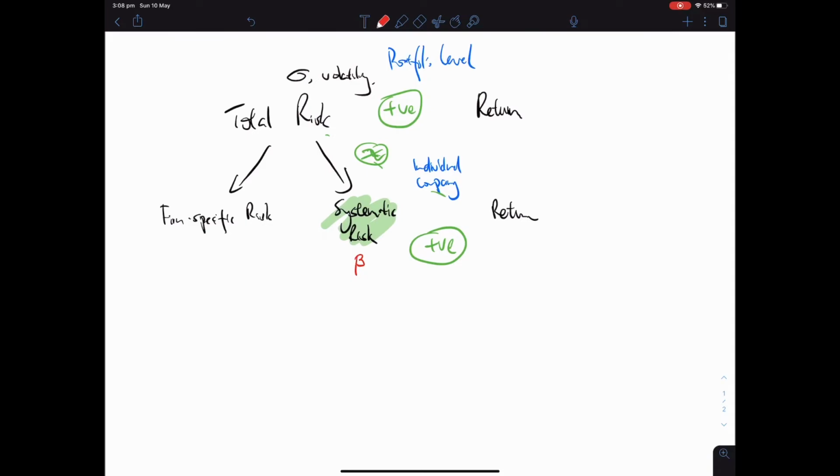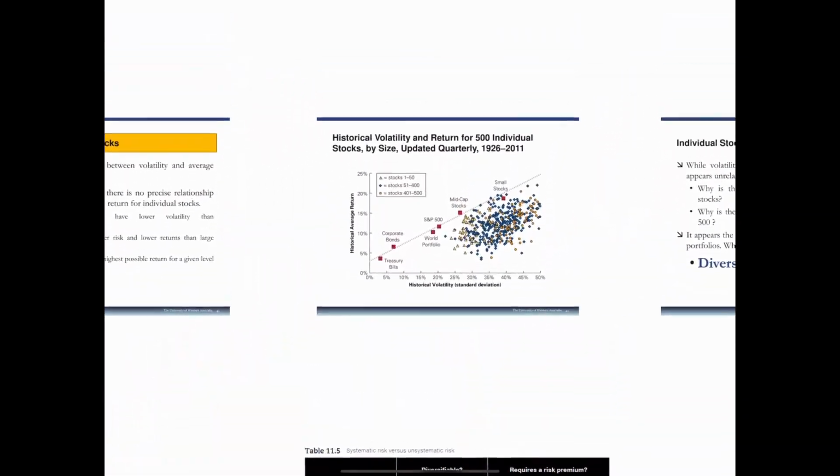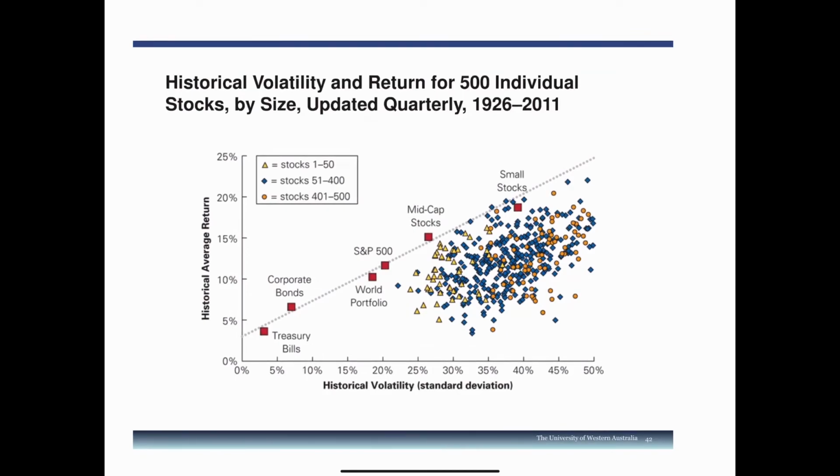We decompose total risk into firm-specific and systematic risk. And we're showing, on a conceptual level, that systematic risk should be the one that gives you a positive relationship between risk and return on a company level. And all that is used to explain what we see.